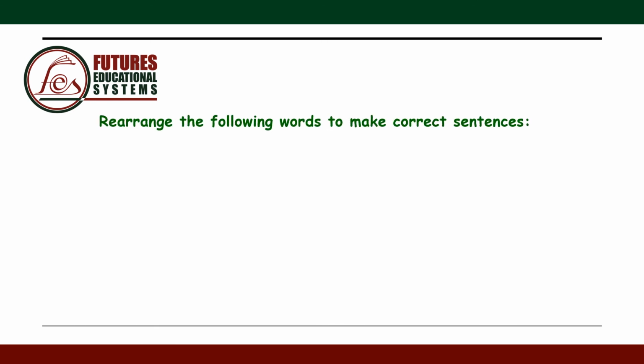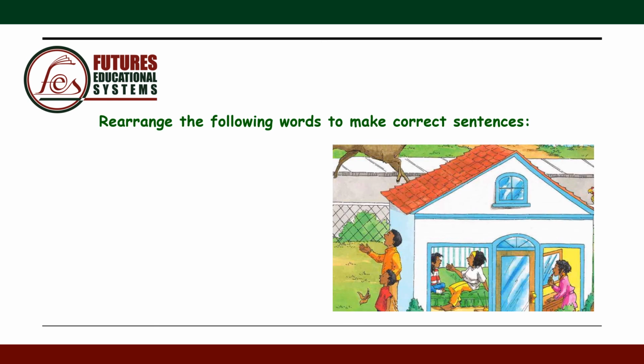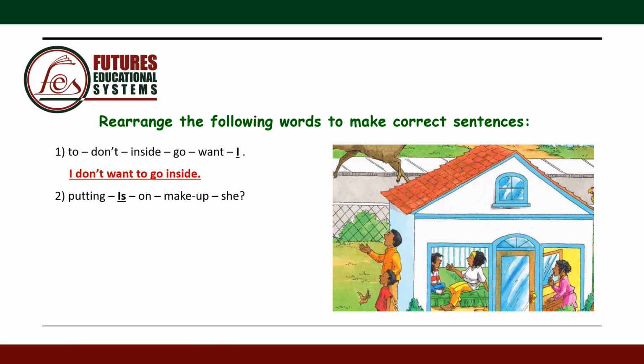Rearrange the following words to make correct sentences. Number one, two, don't, inside, go, want, I. And this is a sentence because it ends with a full stop. I don't want to go inside. Number two, putting is on makeup she. And this is a question because it ends with a question mark. We're going to start by is. Is she putting on makeup?